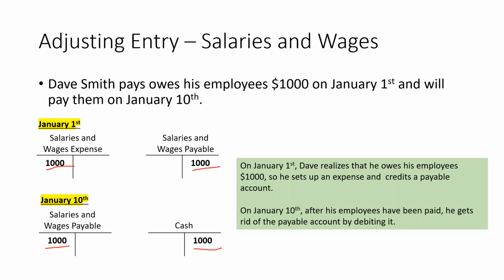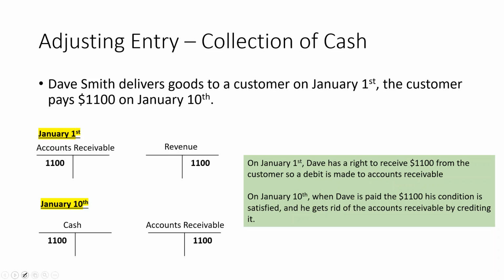Let's look at another example. In this case, we're talking about a collection of cash. Let's say Dave Smith delivers goods to a customer on January 1st. The customer pays $1,100 on January 10th. In this case, it's slightly different from the earlier scenarios. The customer has a legal obligation to pay us $1,100 on January 10th.